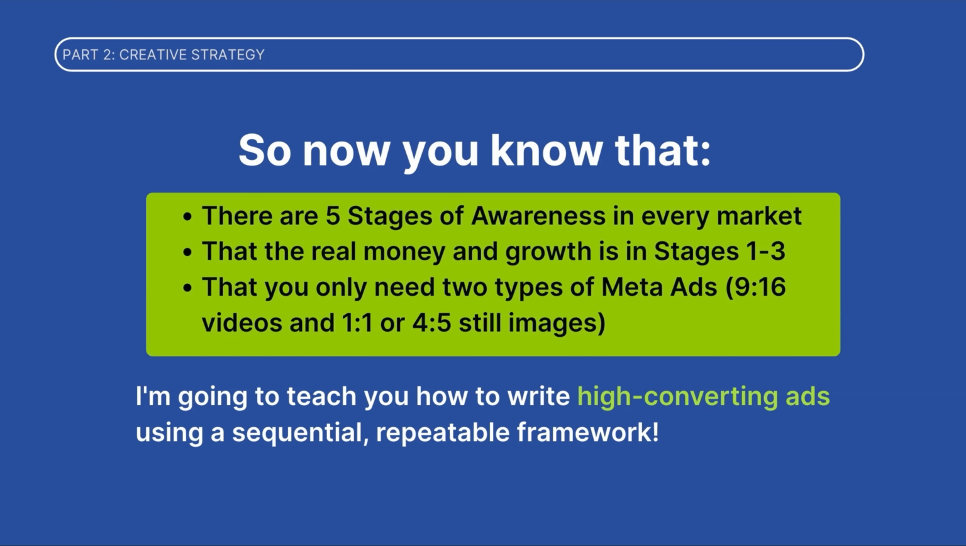So now you know that there are 5 stages of awareness in every market, that the real growth is in stages 1, 2, and 3, and that you only need 2 types of ads, videos and still images. Now, I'm going to teach you how to write high converting ads.